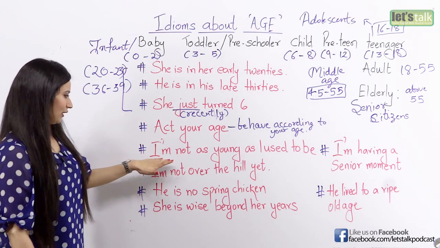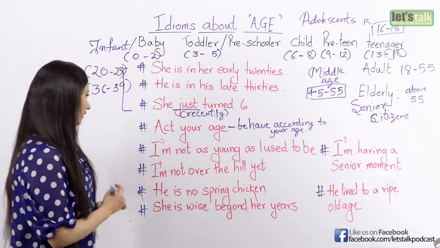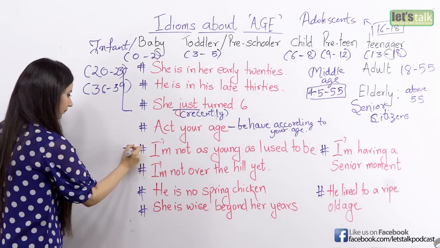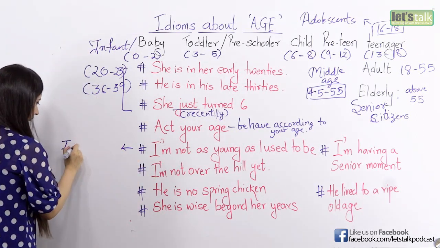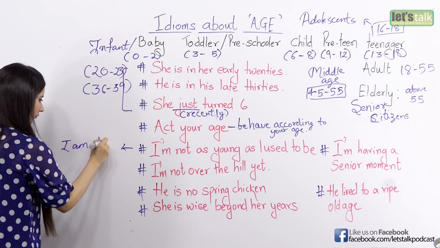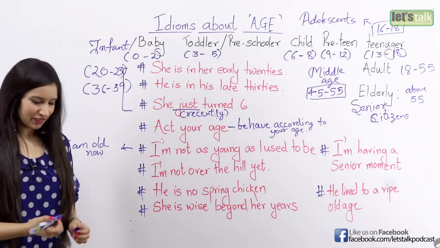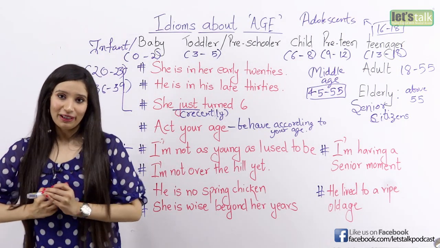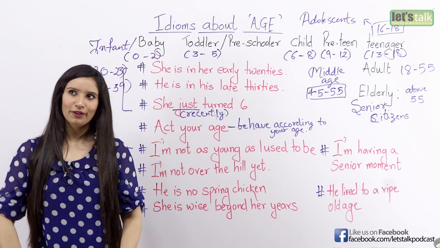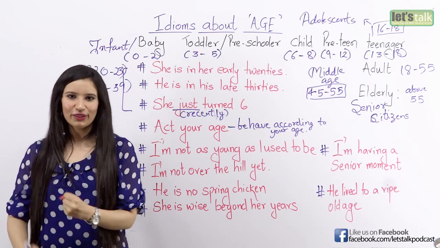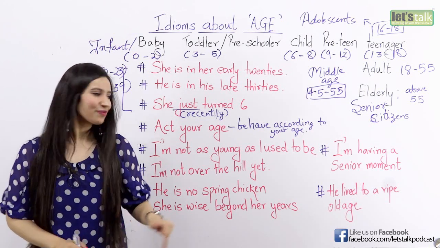Now the second idiom here, I'm not as young as I used to be. This idiom means that I am old now. You may hear this phrase from your grandpa. If you tell him, come grandpa, let's go cycling, and then what will he say? I'm not as young as I used to be. When I was 25, I used to cycle really well, but now I'm not as young as I used to be. So you may hear it there.